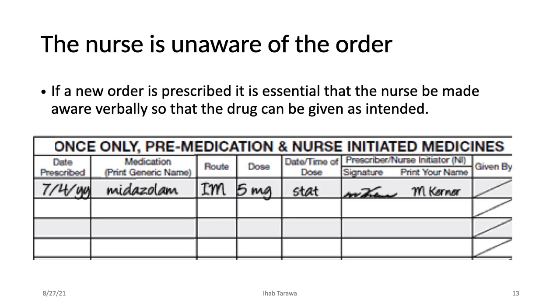A new order: this is a case where a doctor writes a new order. When a new order is prescribed, it's essential that the nurse be made aware verbally so that the drug can be given as intended. This reflects the importance of communication between different healthcare providers, especially when the drug is needed immediately. It is better to communicate to the nurse so that the drug can be given at the correct and right time.